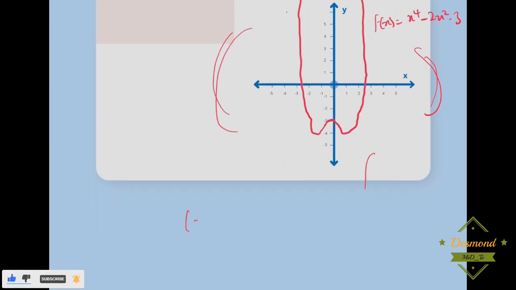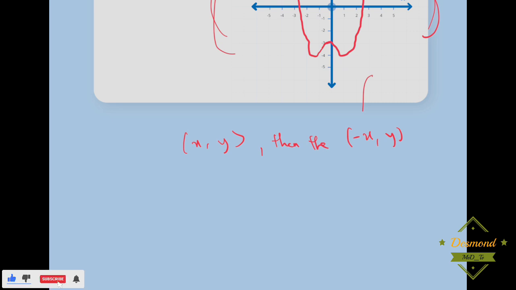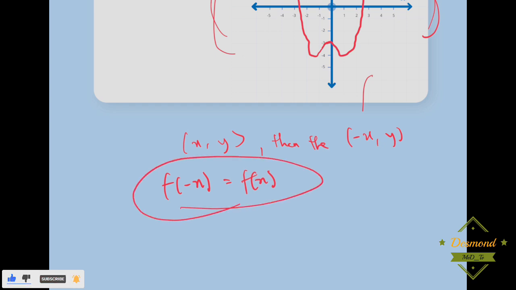if the point x comma y is on the graph, then the point negative x comma y is on the graph, if you understand that. So what do we mean by this? What we mean is that f of negative x is equal to f of x. If a function f has this property, we say f is an even function, which has a symmetry about the y-axis.